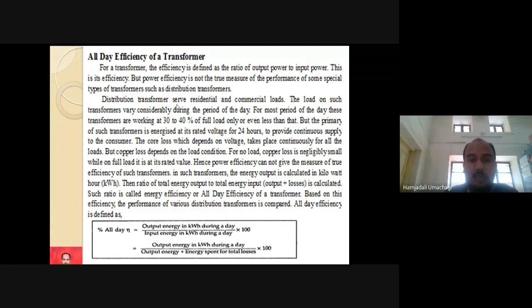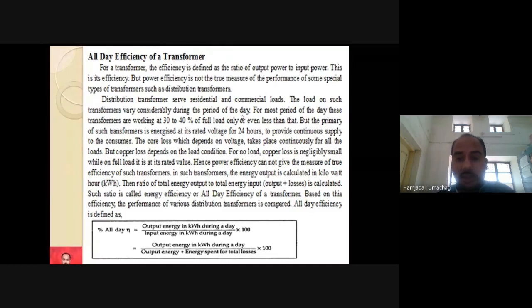Right. Distribution transformers serve residential and commercial loads. So these distribution transformers are meant to supply power for domestic purposes as well as commercial loads. Commercial loads means school, college, offices, or any kind of complexes. Whereas residential means we are the example for residential users, domestic applications. The load on such transformers varies considerably during the period of the day. In a day, there will be 24 hours, and consumers are not using the power throughout 24 hours. Yes or no? In summer days, only during what is that?